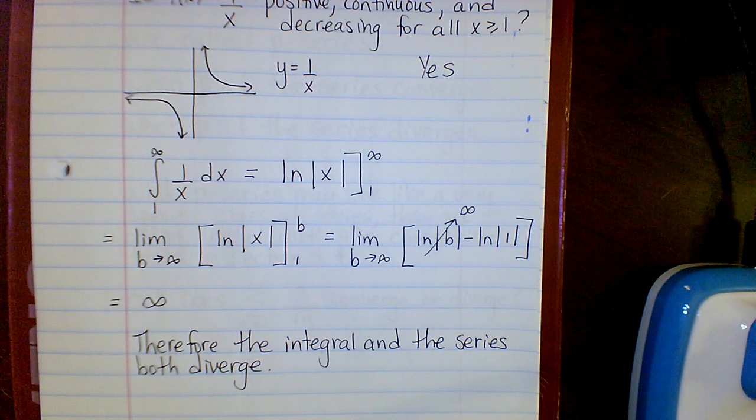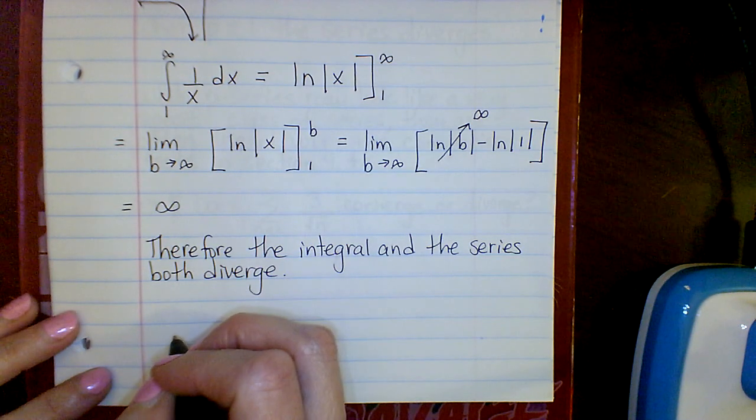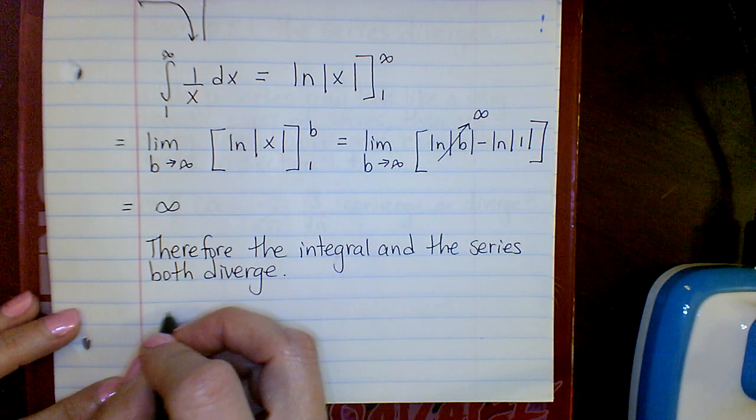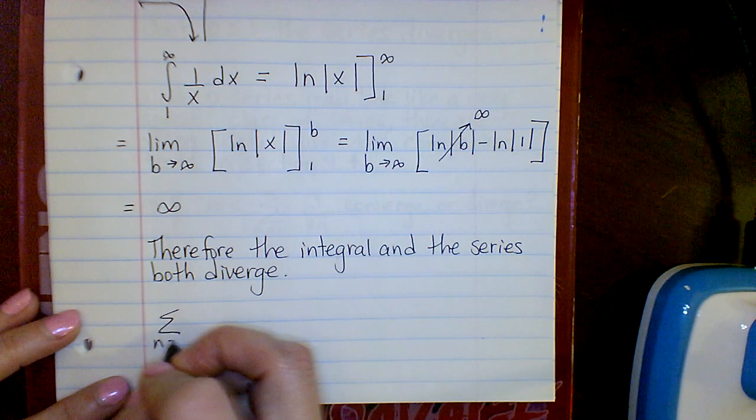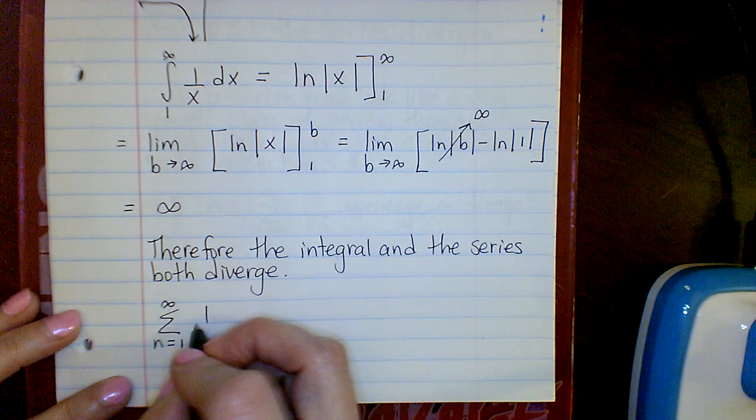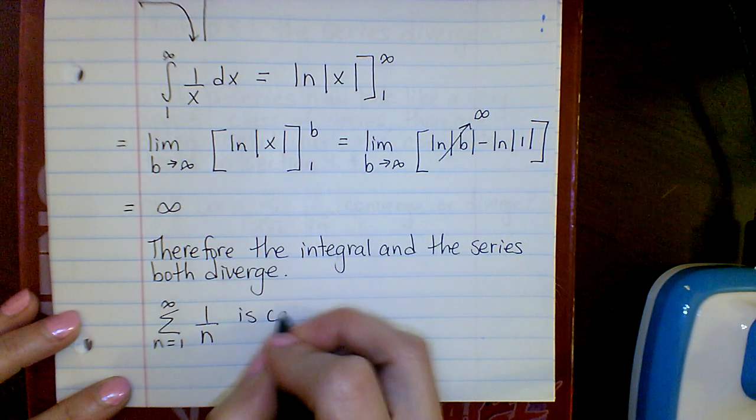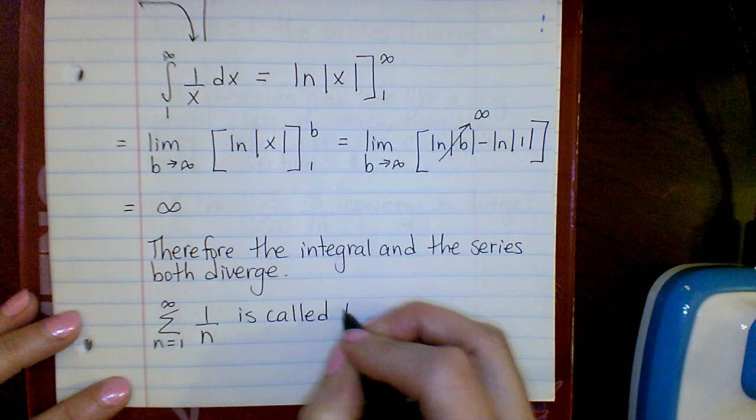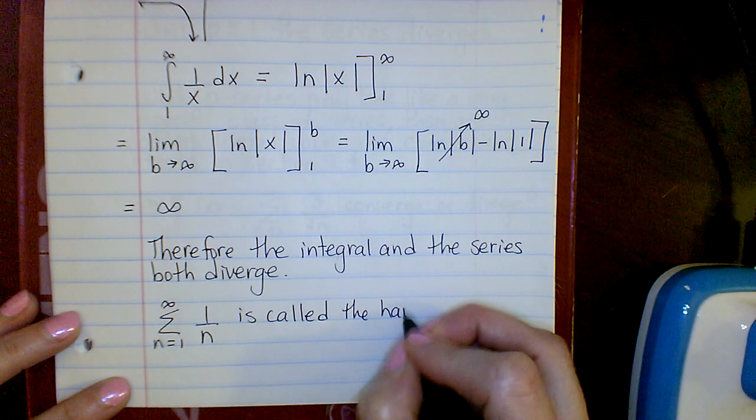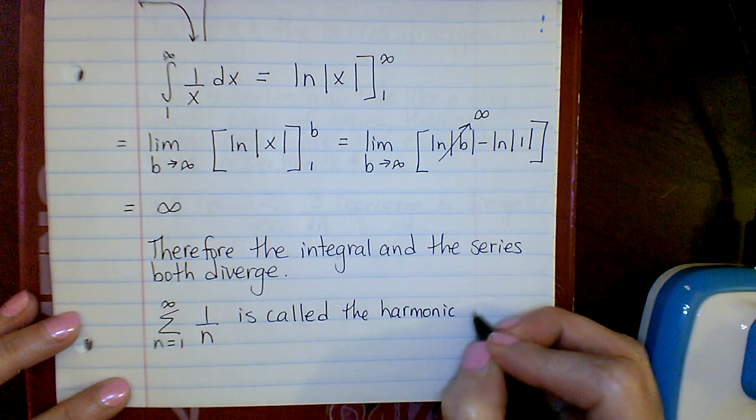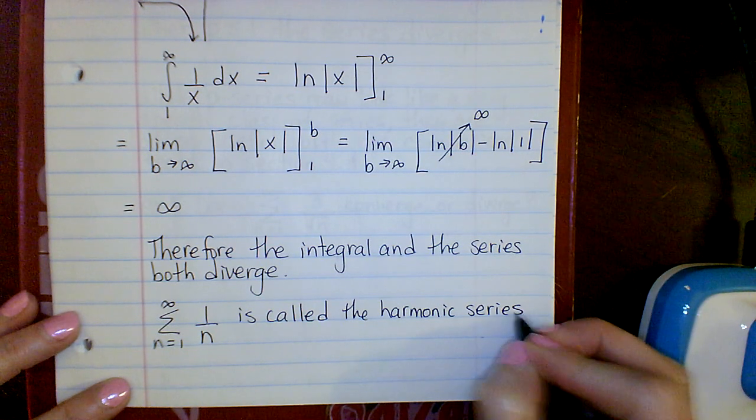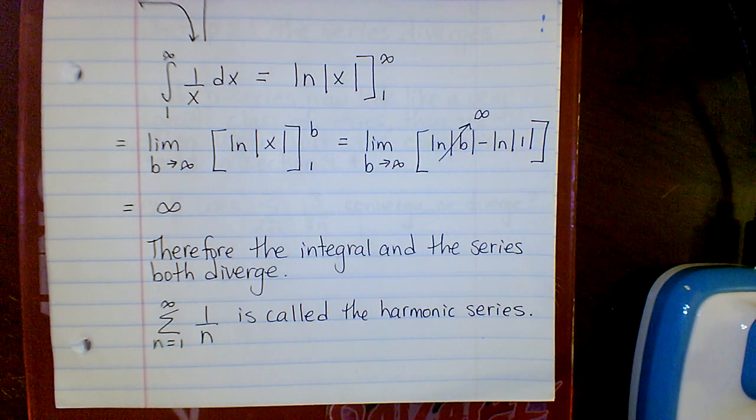Now, this one actually has a name. Believe it or not, it's actually popular enough that it has a name. This series from 1 to infinity of 1 over n is called the harmonic series. It has a lot of pretty cool applications to physics. But yeah, it's actually just popular enough that it gets a name.